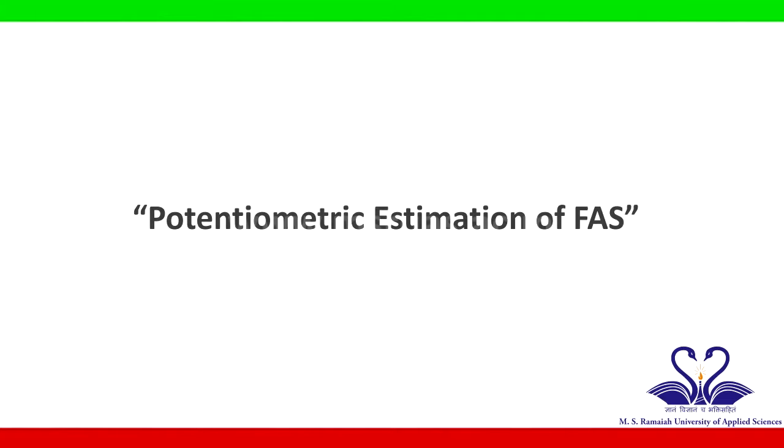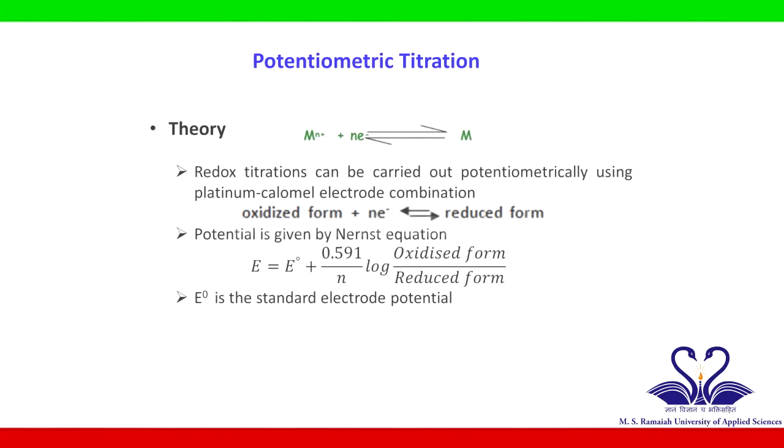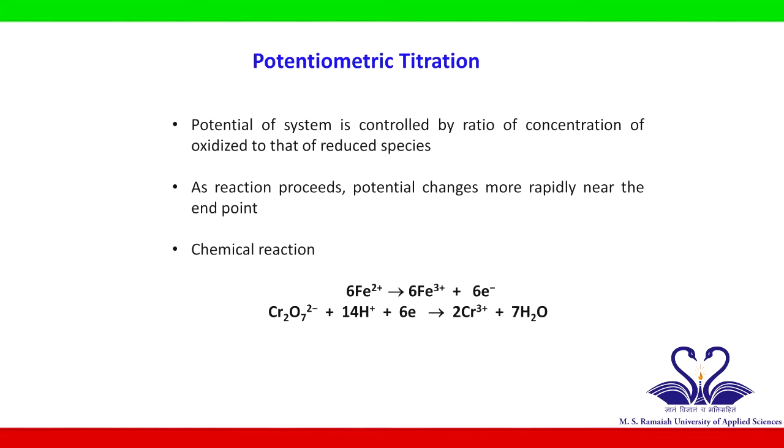Hi viewers, let us discuss potentiometric estimation of FAS. Potentiometric titrations are based on variation of potential during a reaction. This measurement is governed by the Nernst equation. The potential of the system is controlled by the ratio of the concentration of oxidized to that of reduced species. As the reaction proceeds, potential changes more rapidly near the end point.